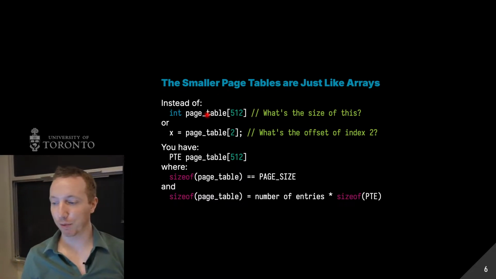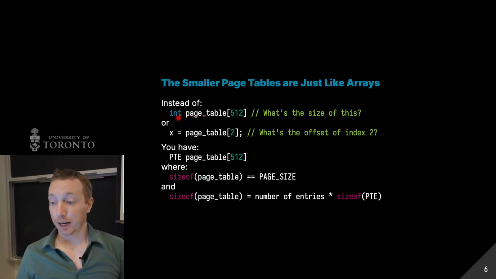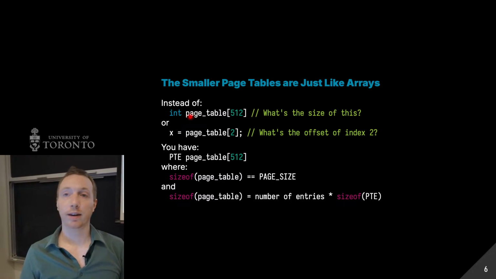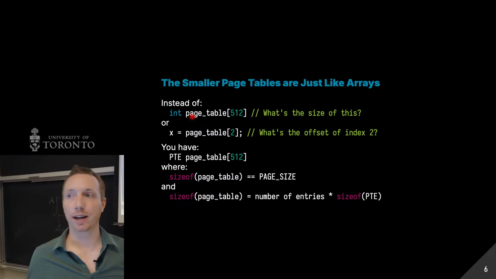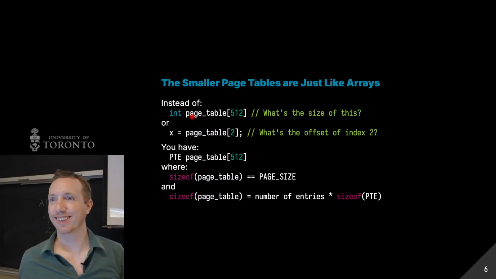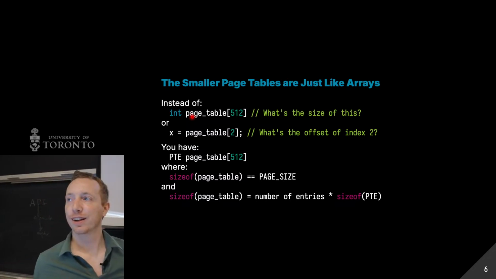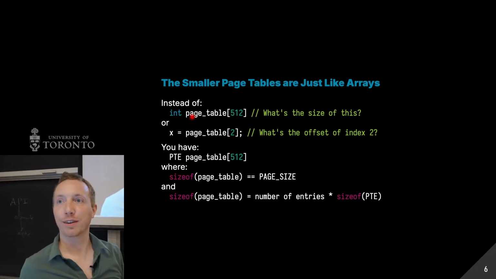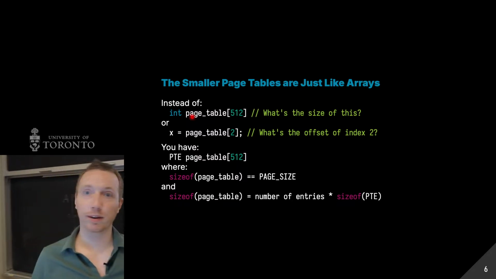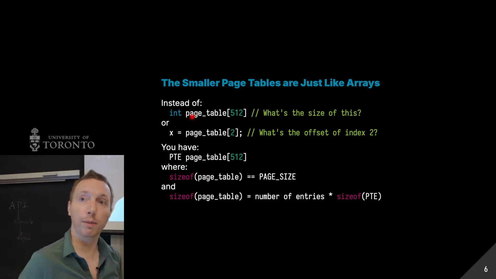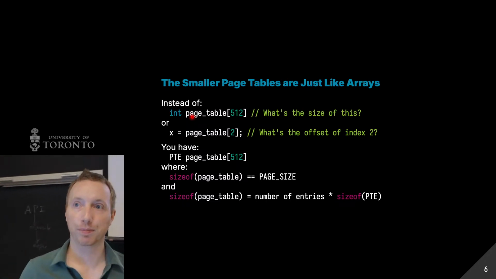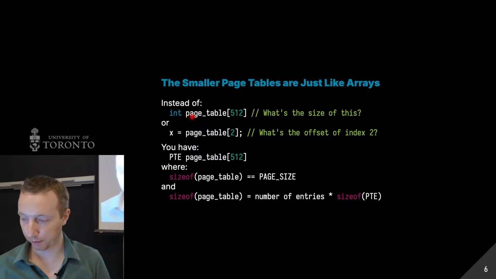So what we're doing, hey, if I told you that I have an array of 512 ints, how big is that array? Yeah, each int is 4 bytes, right? Each int is 4 bytes, and if I have 512 of them, then that's 2,048 bytes, right? Because each int is 4 bytes.